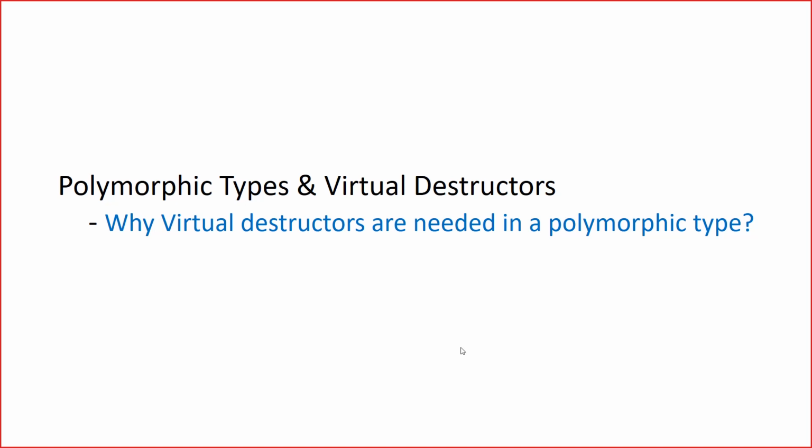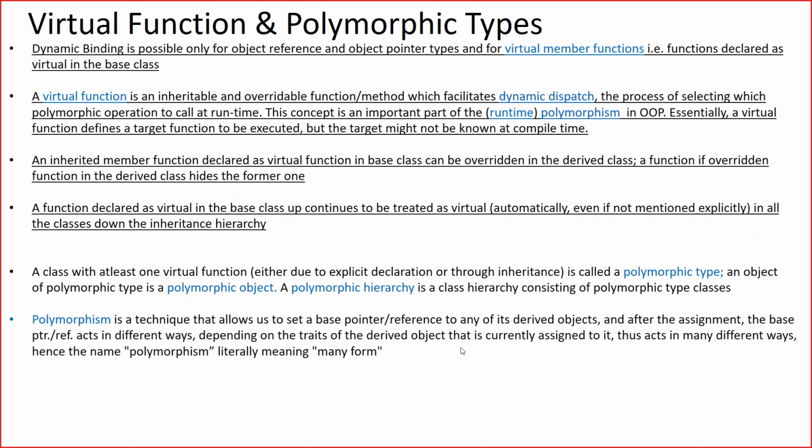That is the upcasting and downcasting. With the same concept, let us see what a polymorphic type is and what virtual destructors are, and why they are needed. The first 4 points we have already discussed: dynamic binding, how to declare virtual functions in the base class, and how they will be treated. Next is the 5th point.